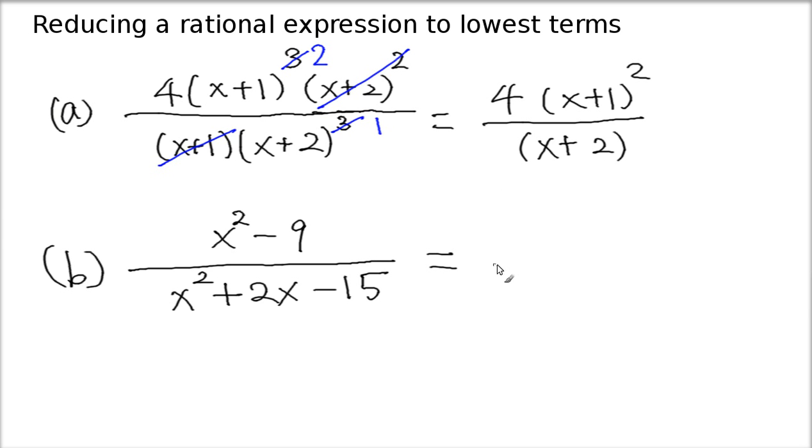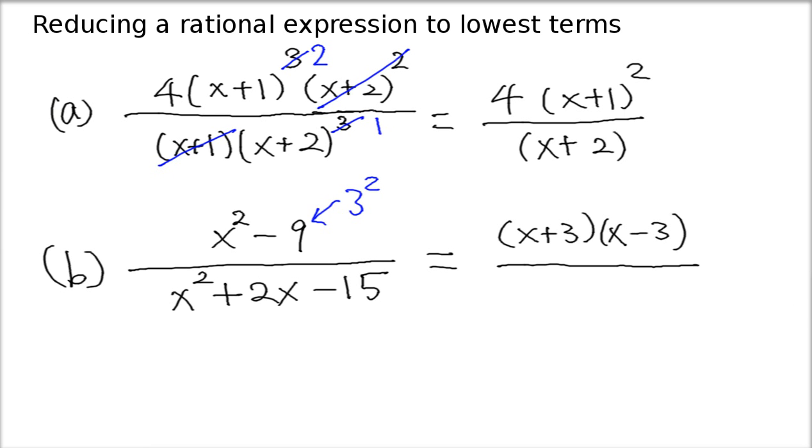Let's work out the second example. Before you try to reduce any given rational expression, remember this: you have to factor the polynomials. So factor this. 9 is 3 squared, so this is the difference of squares. x squared minus 3 squared. So it is factored into x plus 3 times x minus 3.